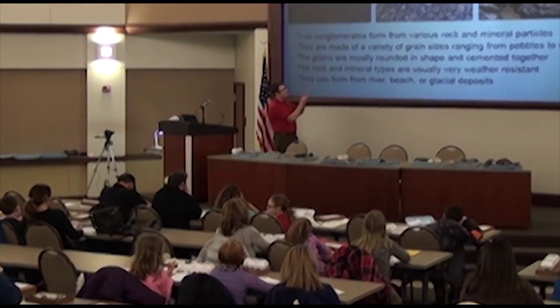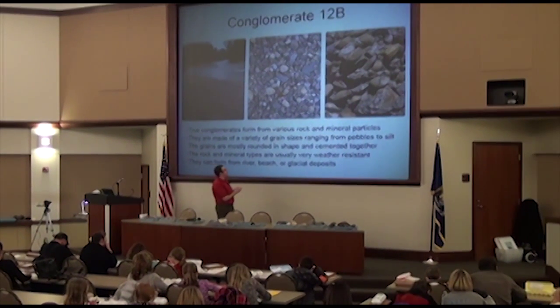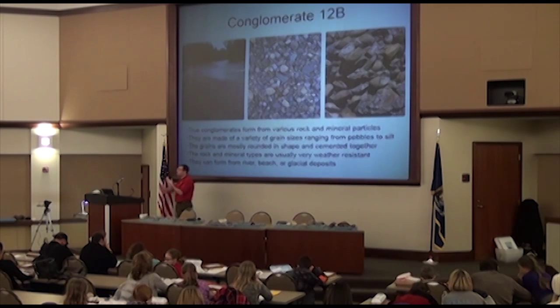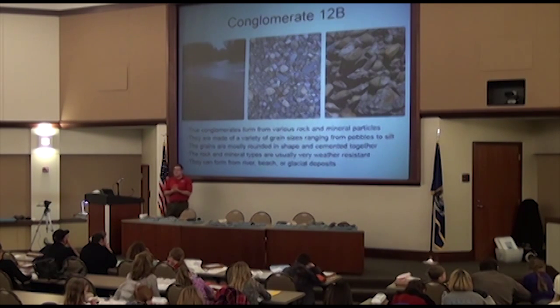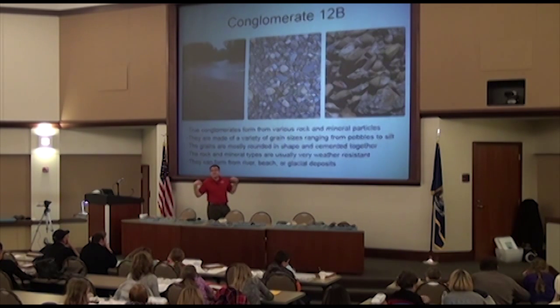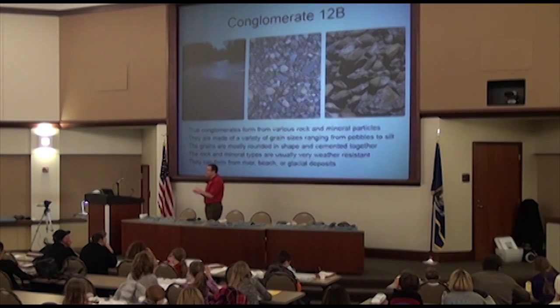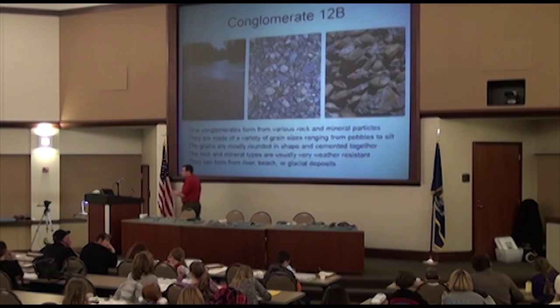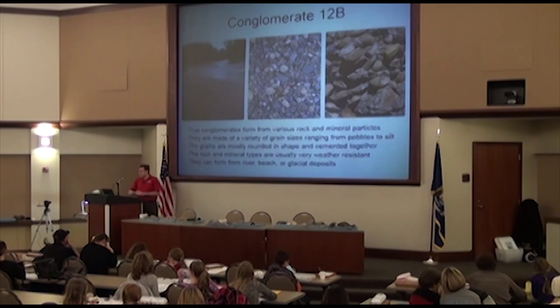So if the pebbles were rounded, we know that probably came from a beach or a river, maybe a glacier deposit, something to do with water, something that was able to tumble and round those little pebbles. And whether they were sorted or not, or what size they are, might tell us if it was a fast-flowing river or a little stream or a beach. So we can get clues to what it was like back when it formed based on what those pebbles look like.